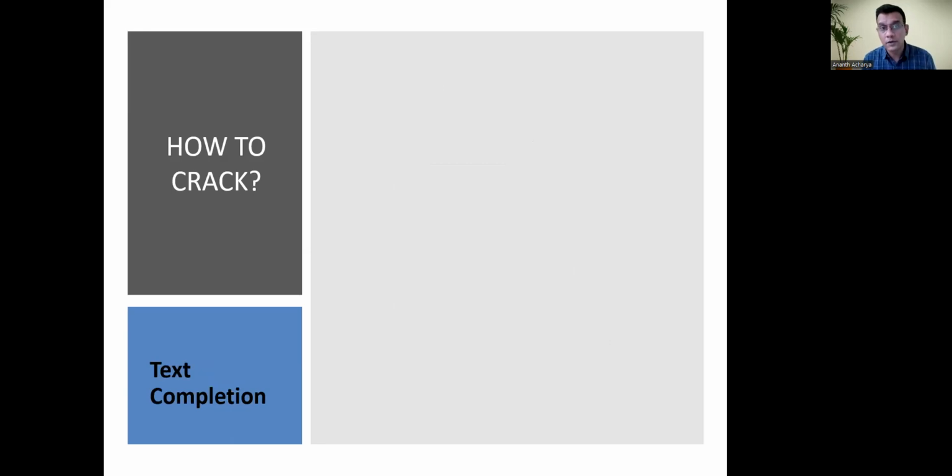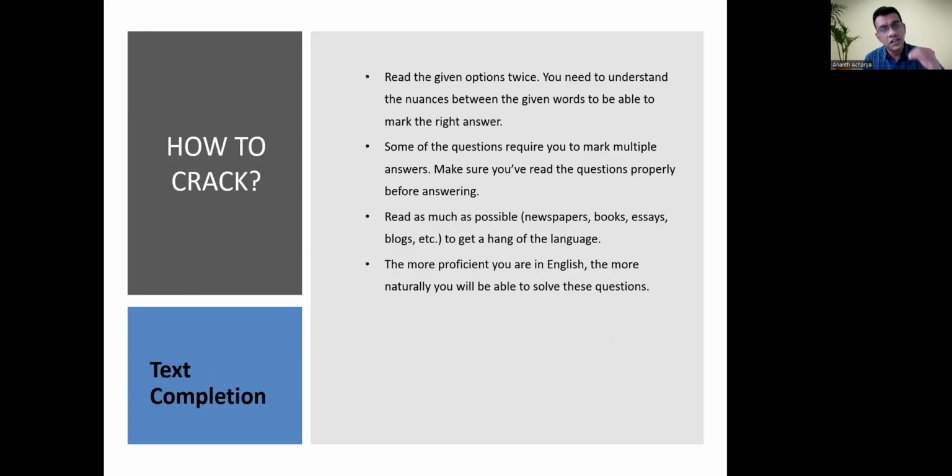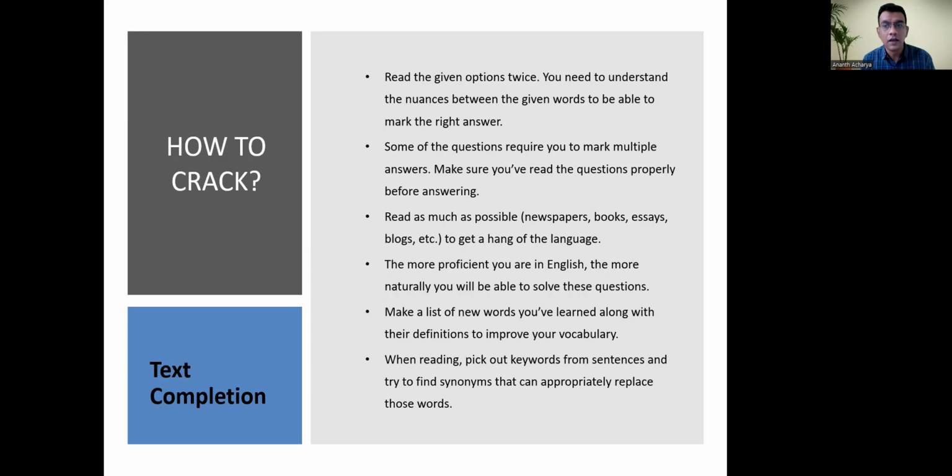How about text completion? Well, do not stop reading materials. Please continue reading newspapers and articles, because that's the best way. But along with that, start now focusing on those words whose meanings you do not know. Vocabulary is the key out here.